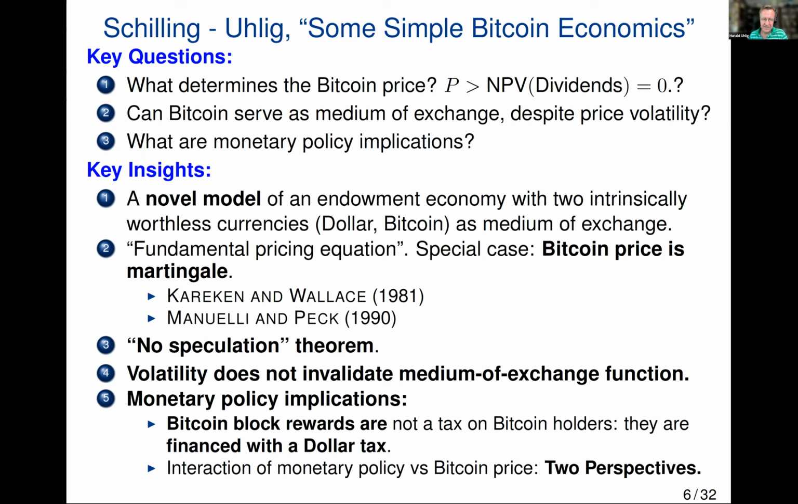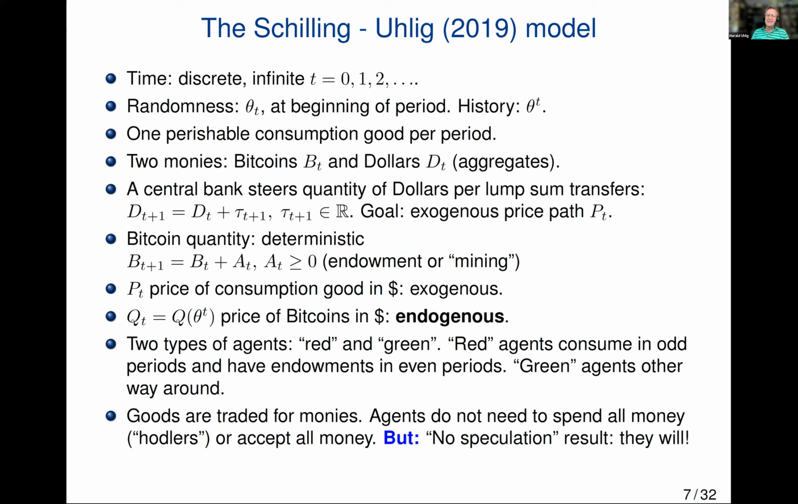Now, here's an interesting point, the monetary policy implications. We're seeing all these Bitcoin block rewards paid to miners. And you might think that's a tax on Bitcoin holders, which is what a single currency seigniorage perspective would suggest. But that's not going to be true here, because having two currencies, they actually finance it with a dollar tax. So it's the Federal Reserve that pays the Bitcoin miners. Think about that. So, okay, here's the model in one page, and then I'm going to show you a picture expressing that.